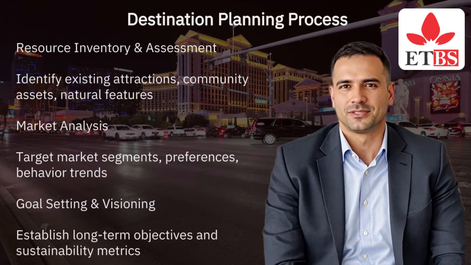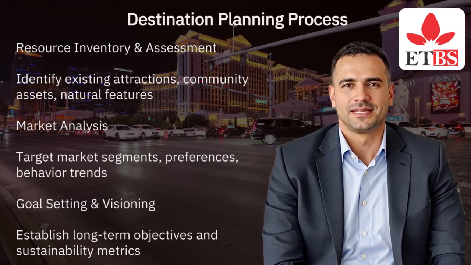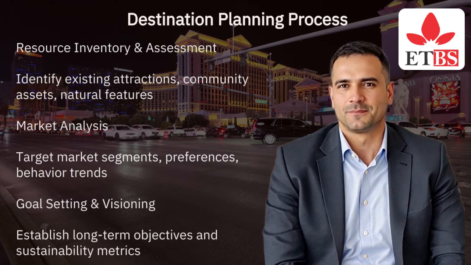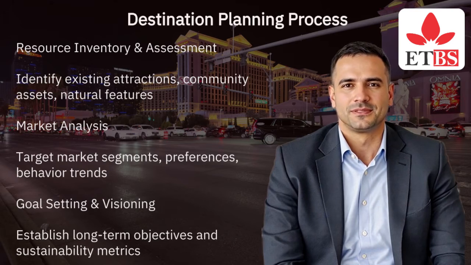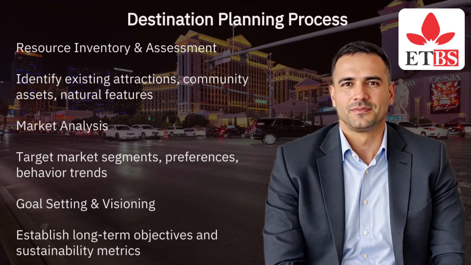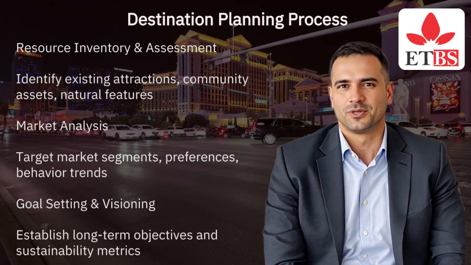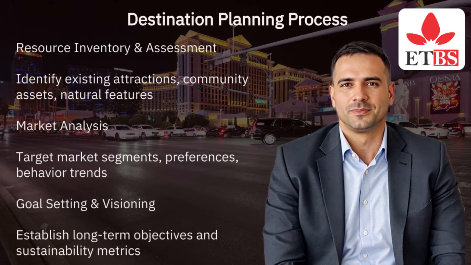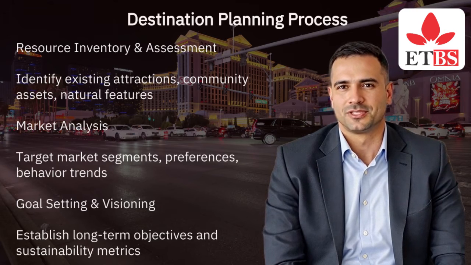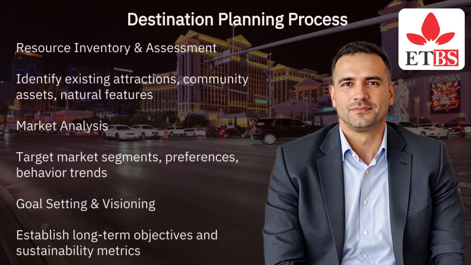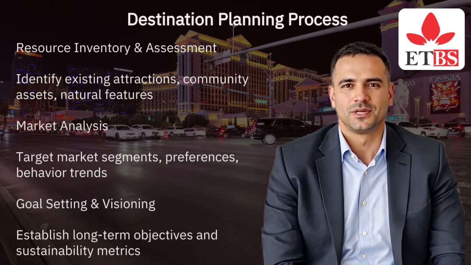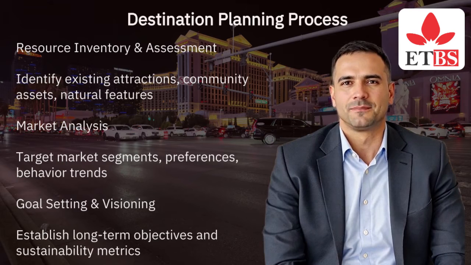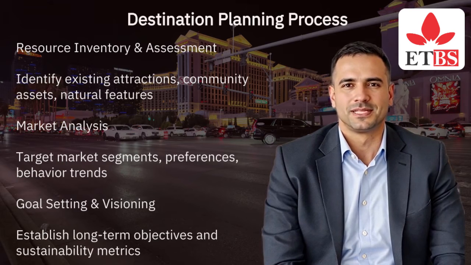4.5 Destination planning process. The planning process includes resource inventory and assessment, identify existing attractions, community assets, natural features. Market analysis, target market segments, preferences, behavior trends. Goal setting and visioning, establish long-term objectives and sustainability metrics. Stakeholder engagement, involve local government, businesses, residents, NGOs. Strategy formulation, define development corridors, transportation hubs, tourist circuits. Implementation and monitoring, develop action plans, budgets, timelines, and performance indicators.